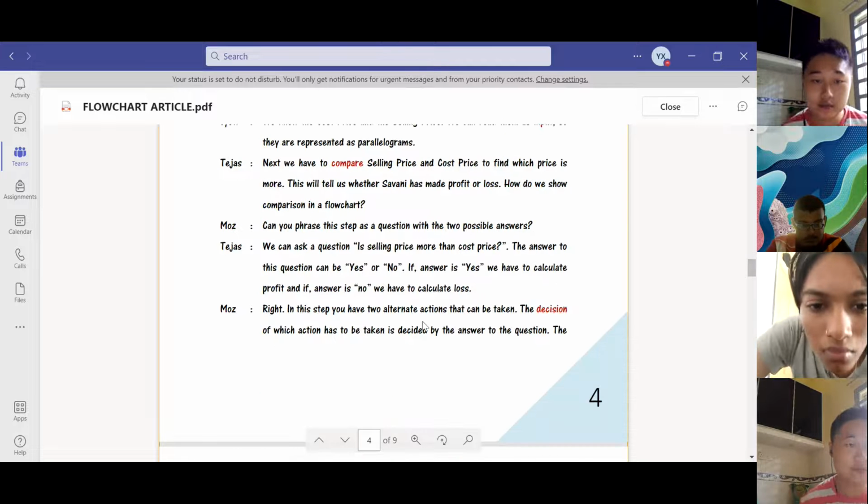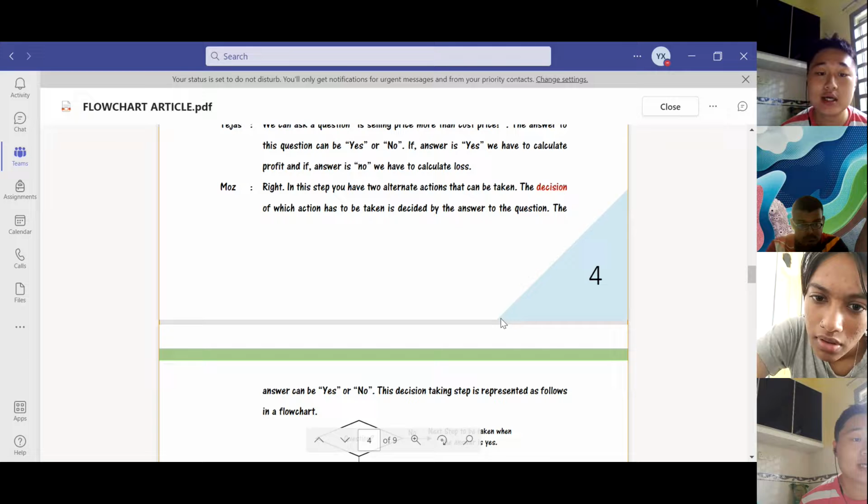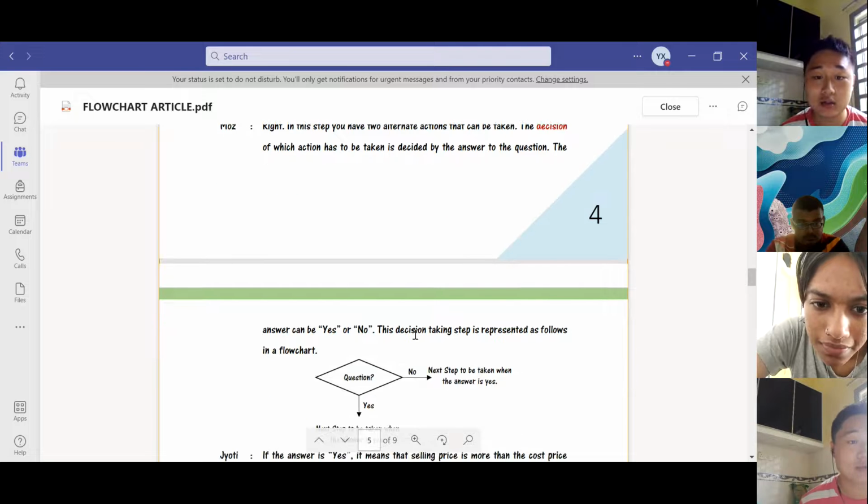Right. In this step, you have two alternate actions that can be taken. The decision of which action is taken is decided by the answer to the question. The answer can be yes or no. This decision-taking step is represented as follows in the flowchart.